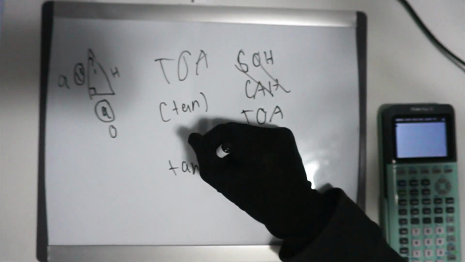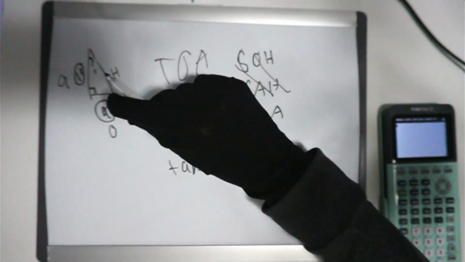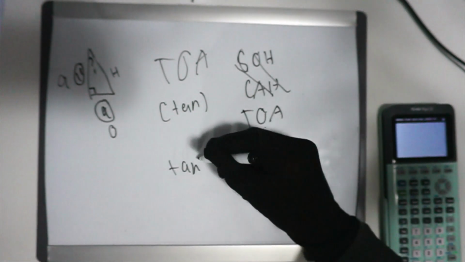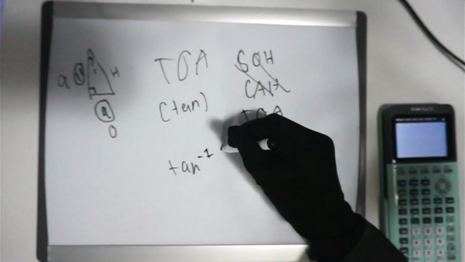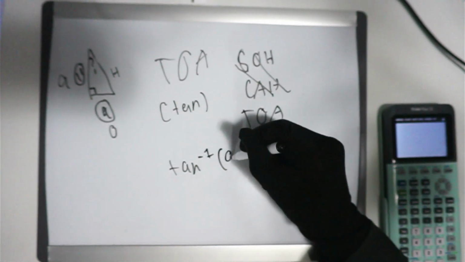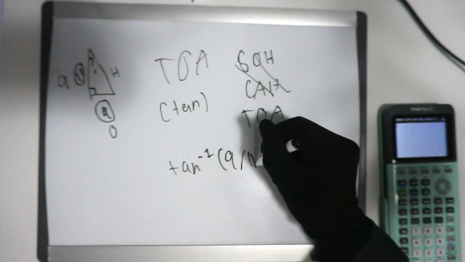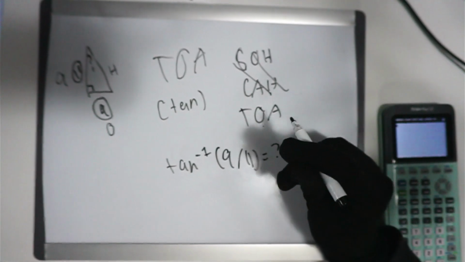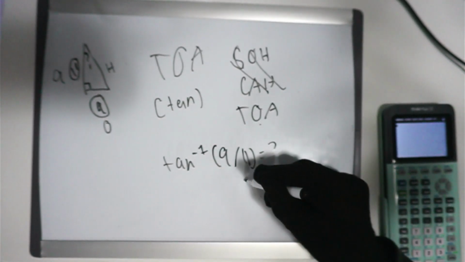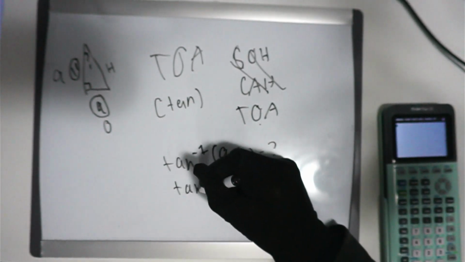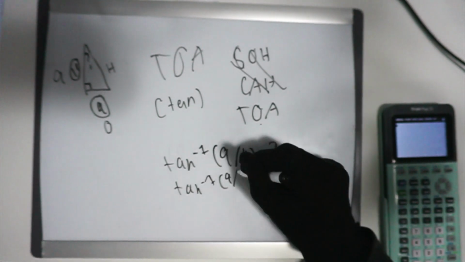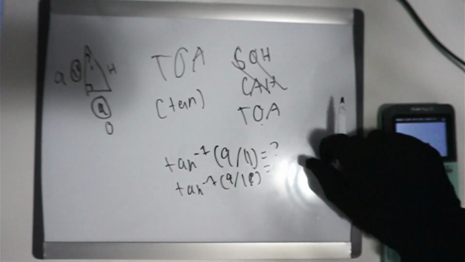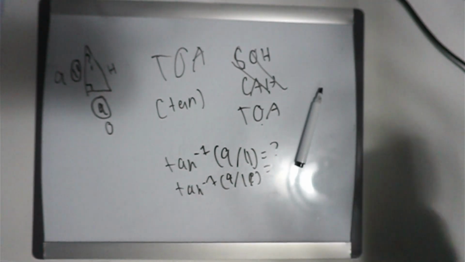tan, and since we're trying to find a degree, so if we're trying to find a side, it would just be tan, but since we're trying to find the degrees, it is tan minus 1 opposite over adjacent, and that will equal our question mark. So if we do that math here, we know that tan minus 1 of 9 over 11 equals, we just put that down, pick this up.